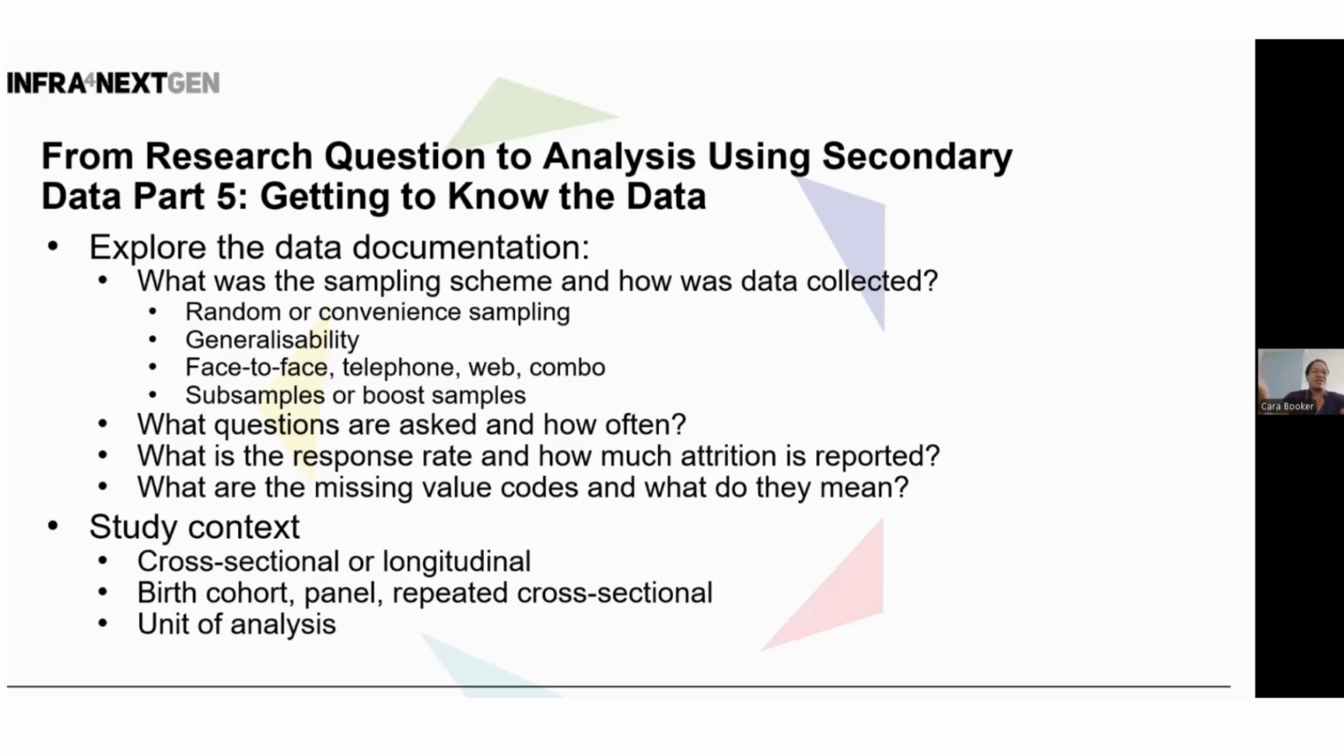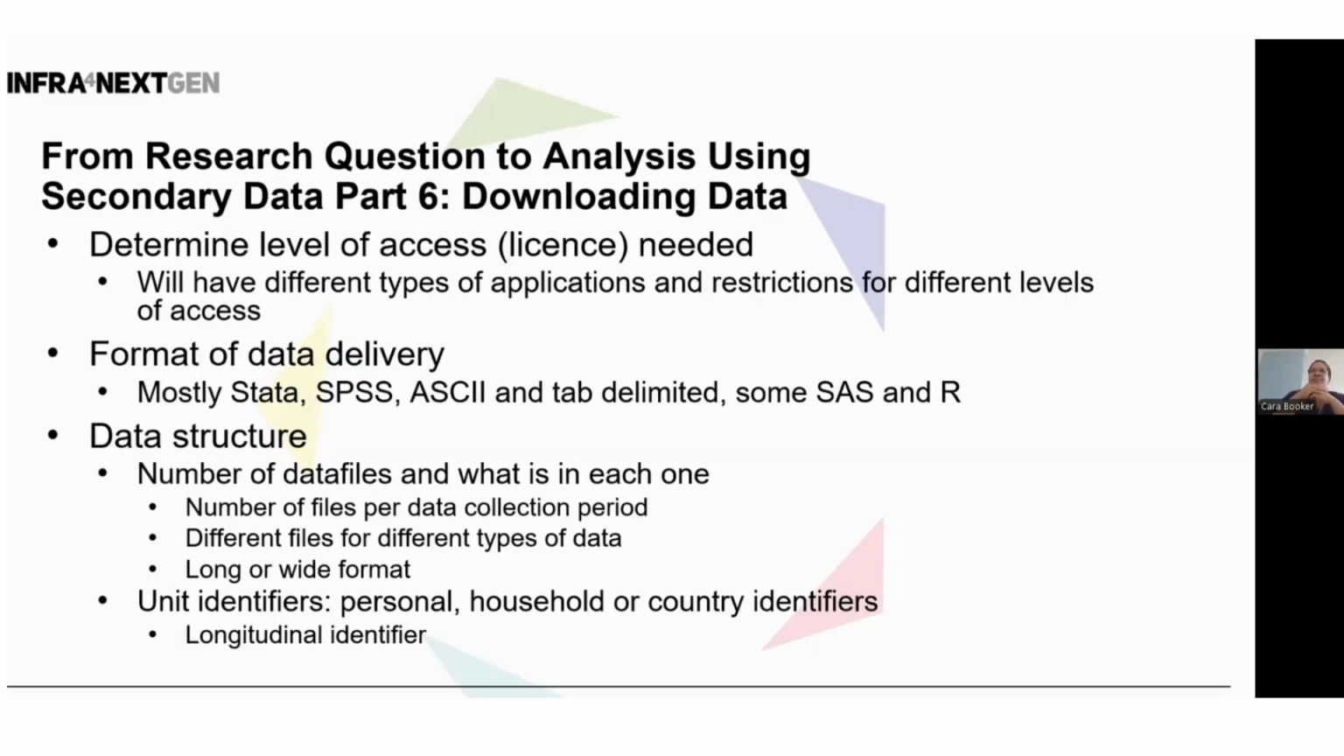What are the missing value codes and what do they mean? Again, what's the study context? Is it cross-sectional? Is it a birth cohort? Is it a panel? What is the unit of analysis going to be for that? You need to determine, obviously, you've thought about this before, do you need other types of data? So you need to determine the access that you need.